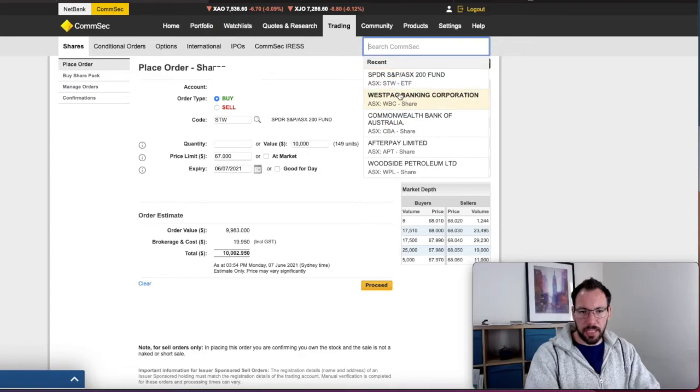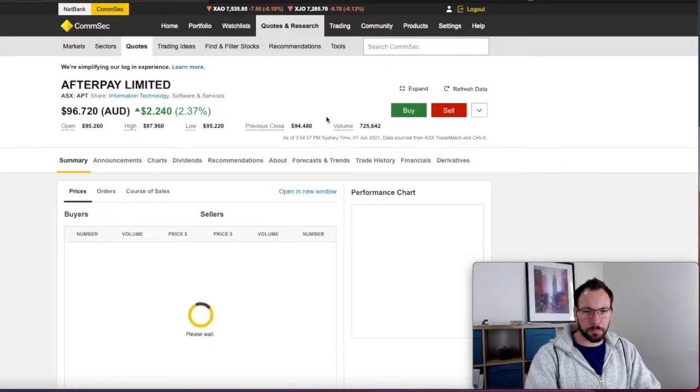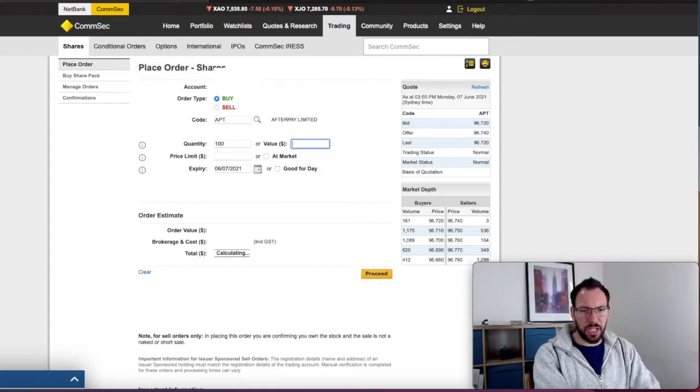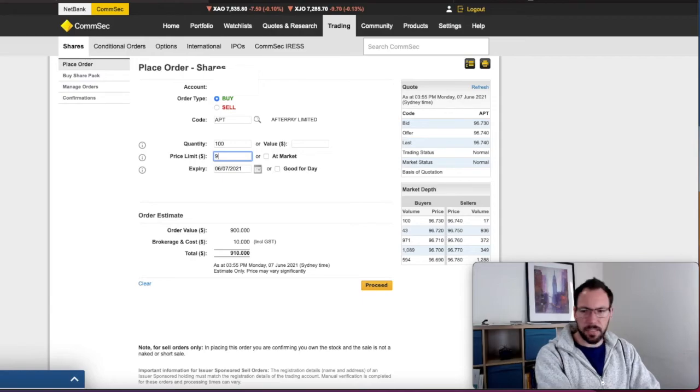Let's switch the example up. Let's go to Afterpay. Let's go in and place a buy order. Now, the reason I've switched over to Afterpay is that it's a little bit more volatile, and hopefully we can get some movement as I'm doing this. So let's say I want to buy 100 shares. I'm willing to purchase the shares at $96.